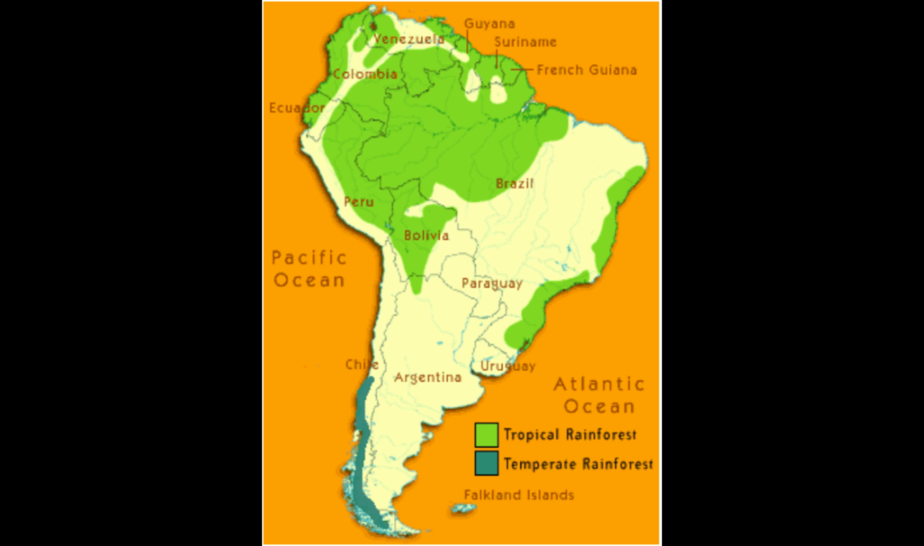And another stretch is located along the northwest coast of South America, next to Pacific Ocean. We see temperate rainforests in Chile, the southmost area of South America, colored with dark green. In conclusion, this is an informative map.